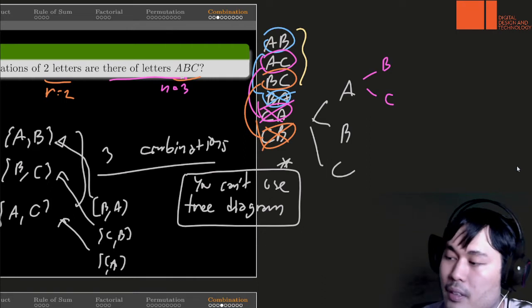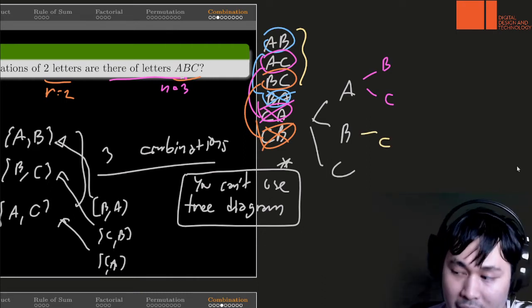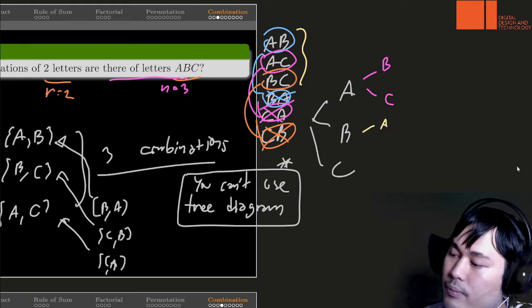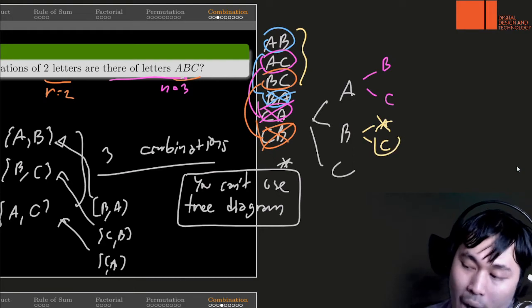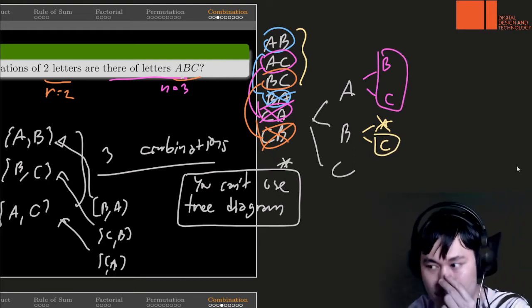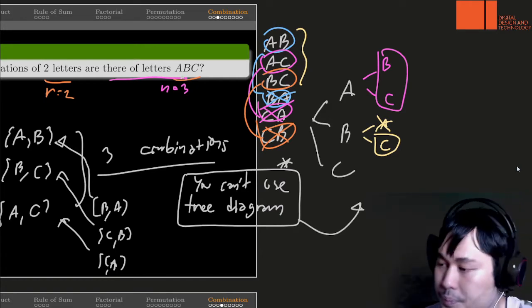And so BA doesn't work. B needs to be paired with C then, but we haven't chosen C yet. So there is only one leaf for this branch, but 2 leaves for the first branch. And this is why the rule of product fails.